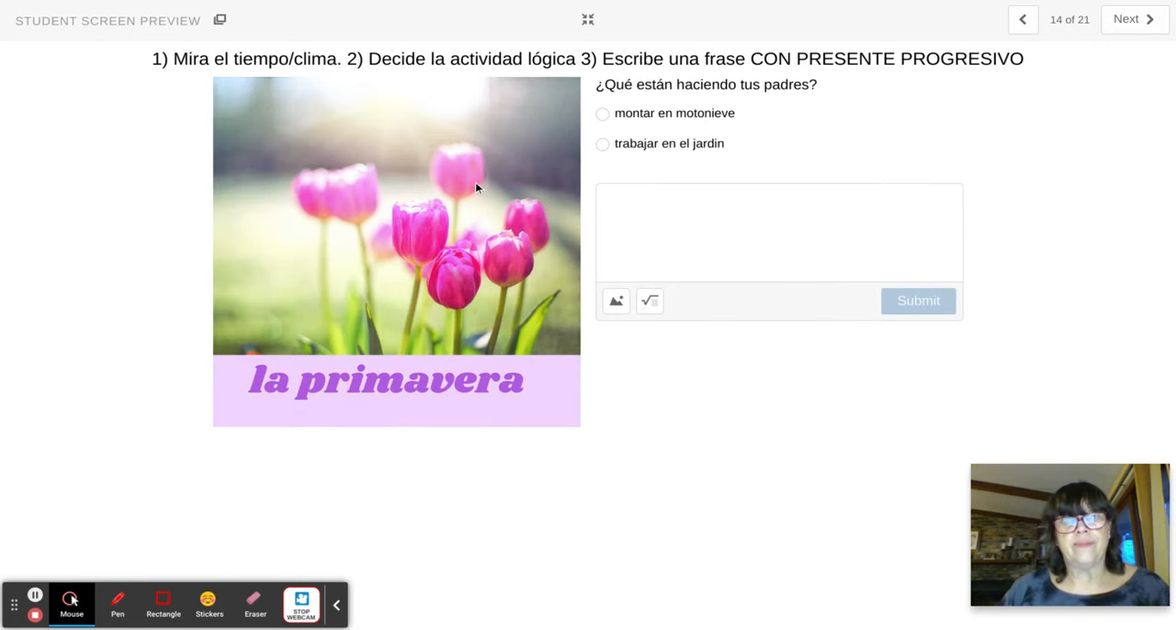Look at the picture. Mira el tiempo, el clima o la estación, la primavera. Decide la actividad lógica. ¿Qué están haciendo tus padres? So it's spring. What are your parents doing? Would they be riding a snowmobile or would they be working in the garden? Well, the logical one in the spring for my parents would be to work in the garden.